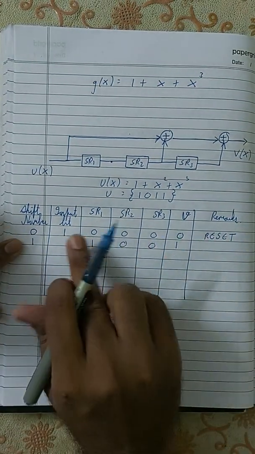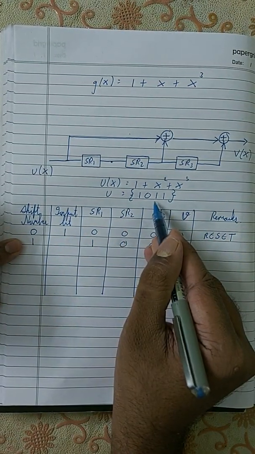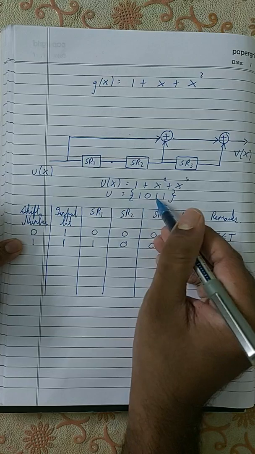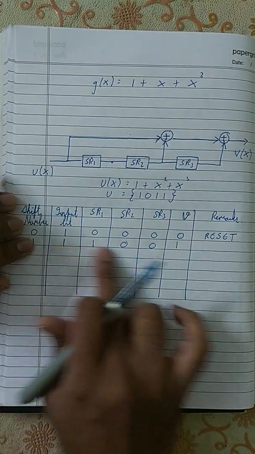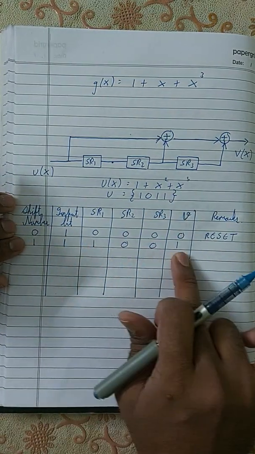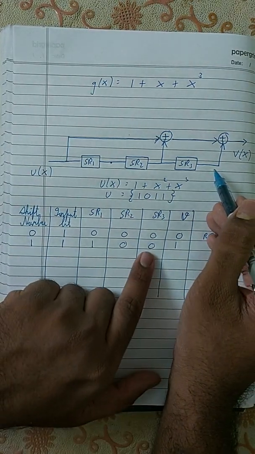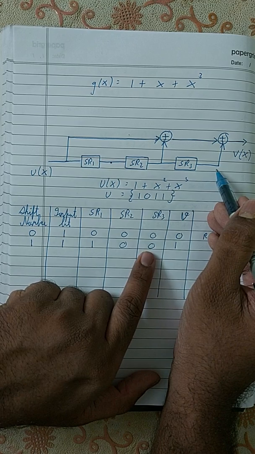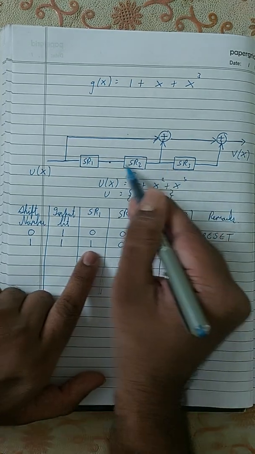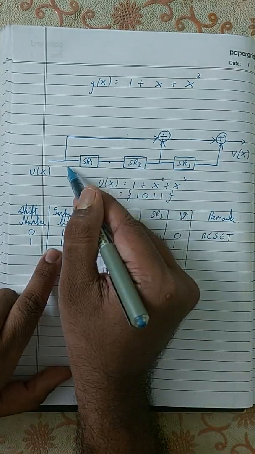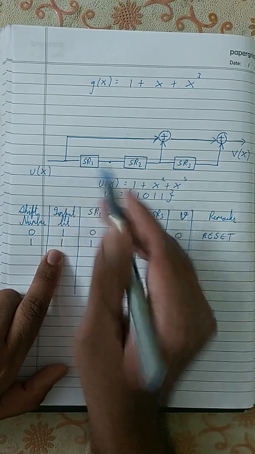Also, the second bit is 1, which means the next number you're going to transmit is 1. So this will be the values at the first clock cycle. Sorry, this is SR3 as 0, this is 0, this is 1, and the input bit is 1. That is, you place the second bit over here.